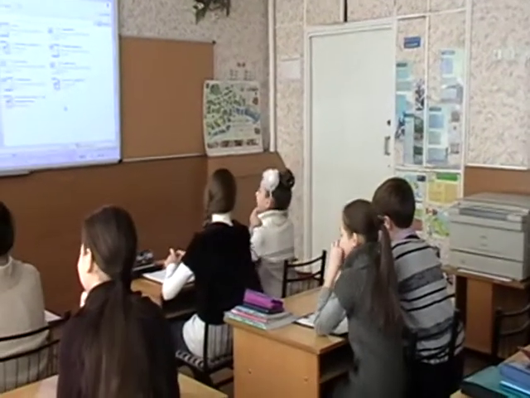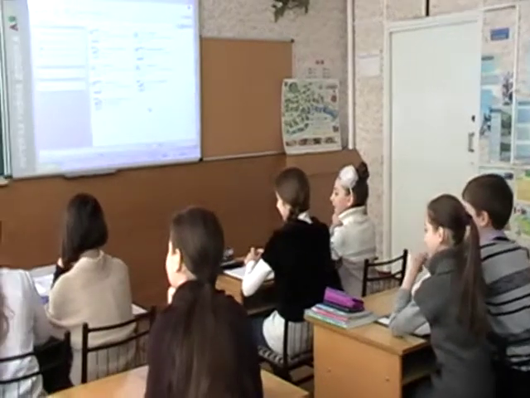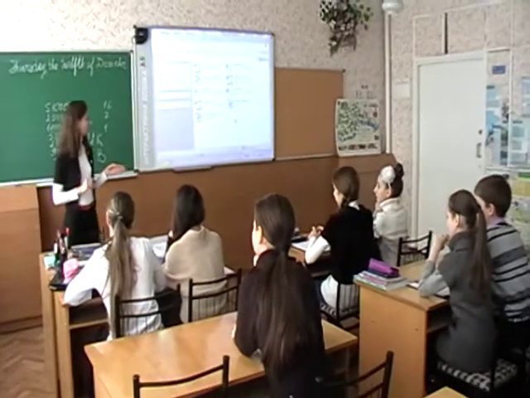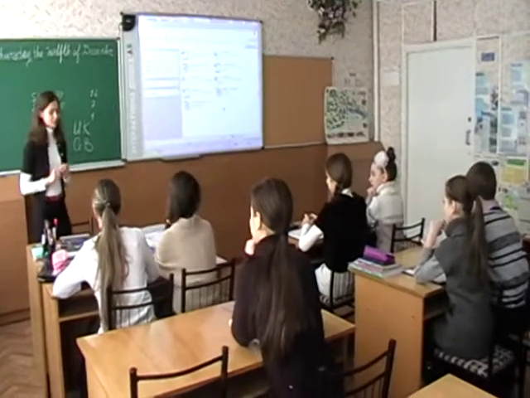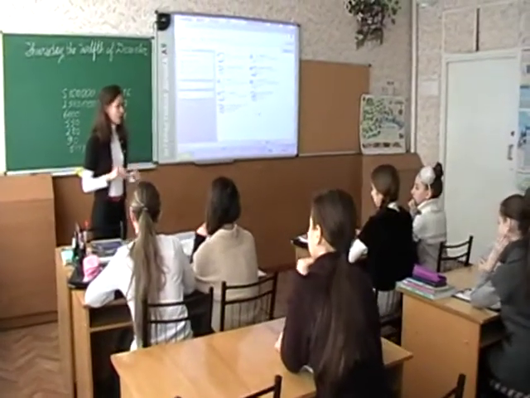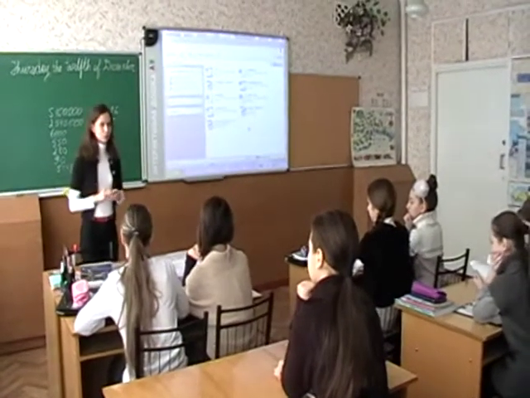Okay, we move on, and the next question. Who remembers where London is situated? What is the river? River Thames. It is situated on River Thames. Okay, we finish our warming up exercises.